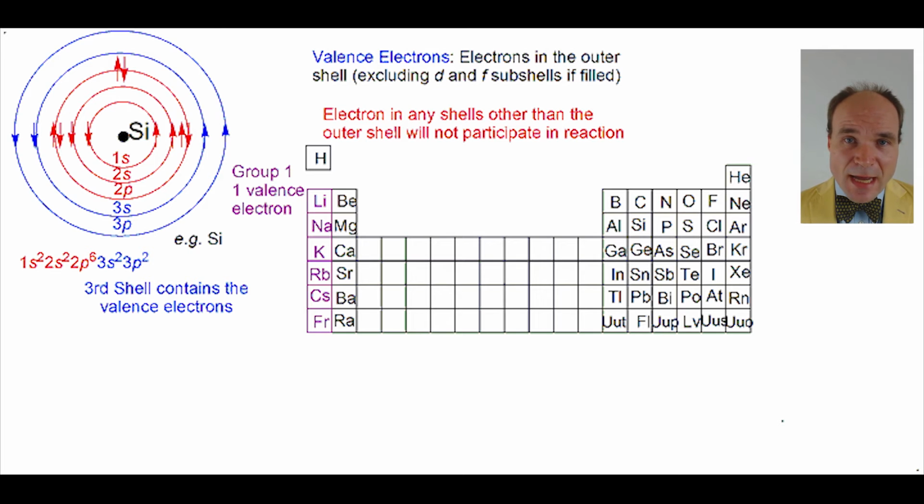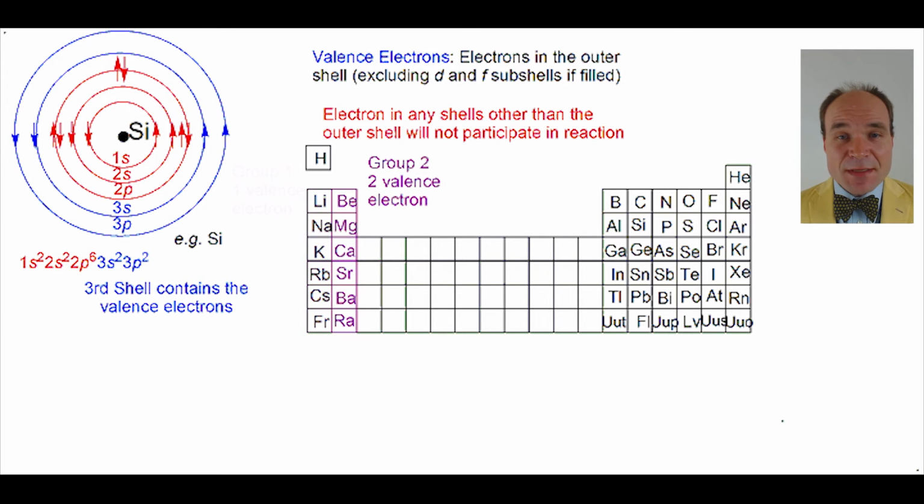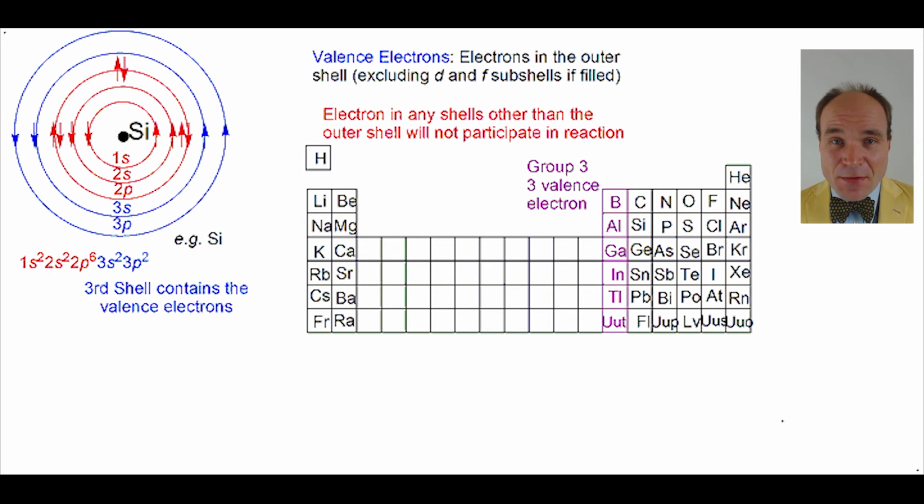All of group 1 elements have 1 valence electron. Group 2 elements have 2 valence electrons. Group 3 elements have 3 valence electrons. Is it getting boring yet? Group 4 has 4 valence electrons.